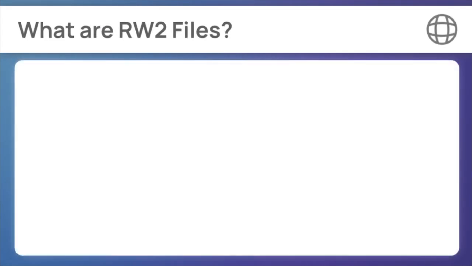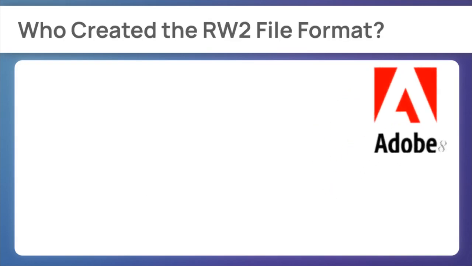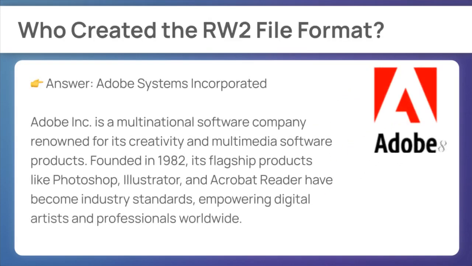An RW2 file is a raw image format created by Panasonic digital cameras, such as those in the Lumix series. It contains uncompressed, unprocessed sensor data, providing photographers with maximum flexibility during post-processing. Users search for this to edit exposure, white balance, and color without quality loss.